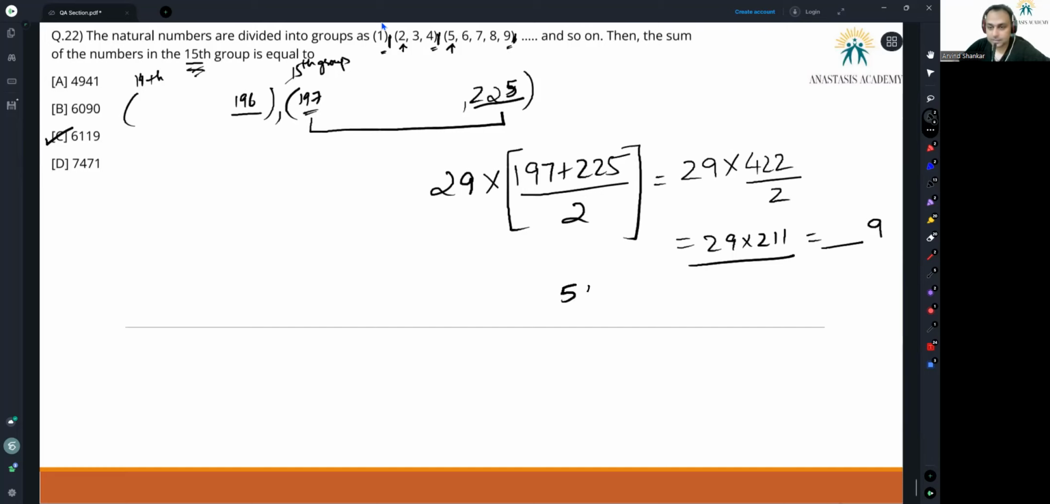Otherwise, if we want to engage in precise calculation, it will be like this. 29 times 211 is 6119. Proper calculation करके भी आ सकता है. But the fact that the unit digit is 9 in only one option also enables us to reach 6119.